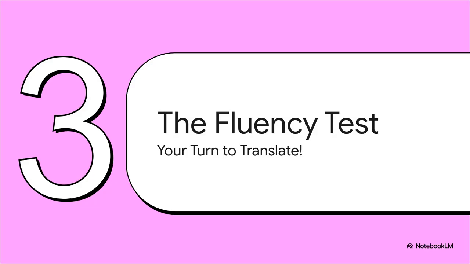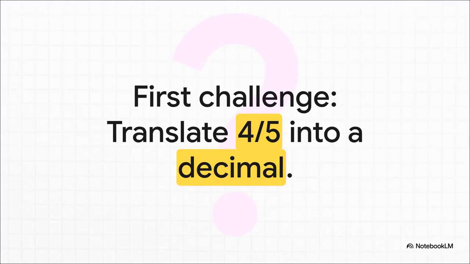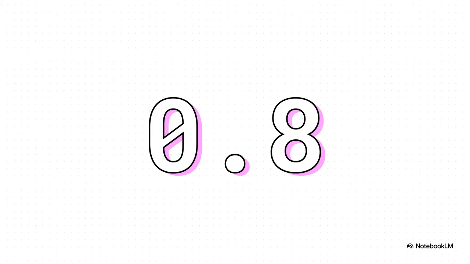All right, you've got the two big rules down. I think it's time for a quick fluency test. Let's see how you do translating on your own. You ready? Okay, first challenge. What is 4/5 as a decimal? Just remember that first rule. Top number divided by the bottom number. So that's 4 divided by 5. I'll give you a second. And there it is, 0.8. If you got that, you're definitely getting the hang of this.